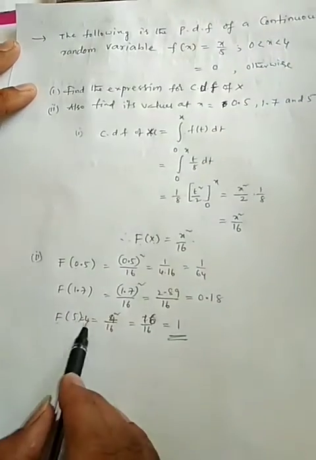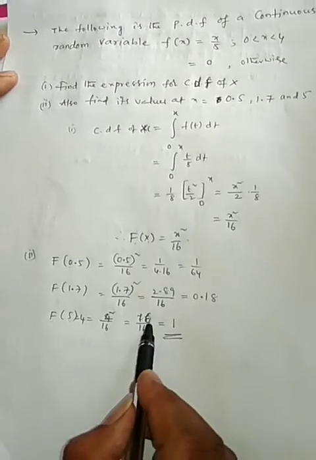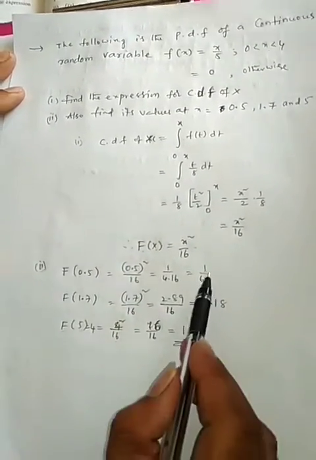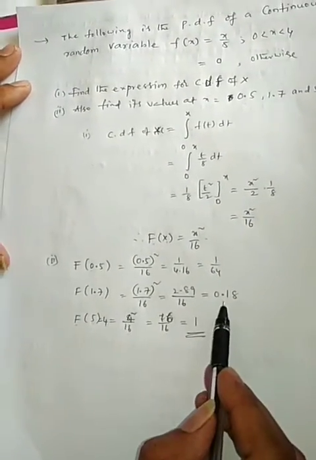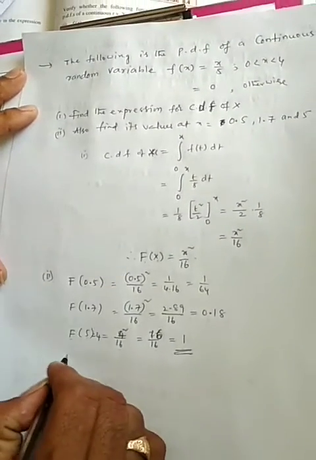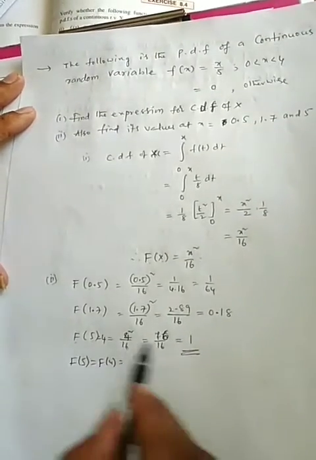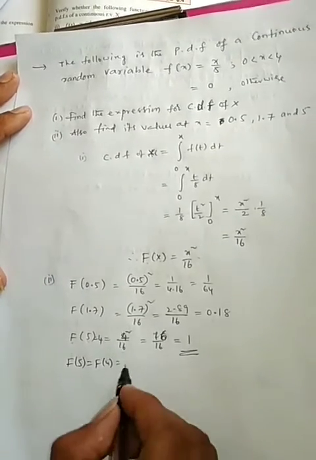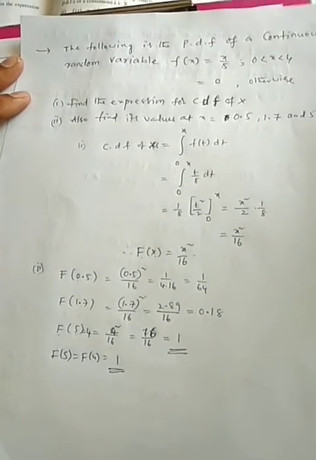So for x equal to 4, 4 square by 16 is equal to 16 by 16, and the value is 1. So the value of F(0.5) is 1 by 64, F(1.7) is 0.18, and F(5) is nothing but F(4), which is 4 square by 16, equal to 16 by 16, a value of 1. So that is our answer. Thank you.